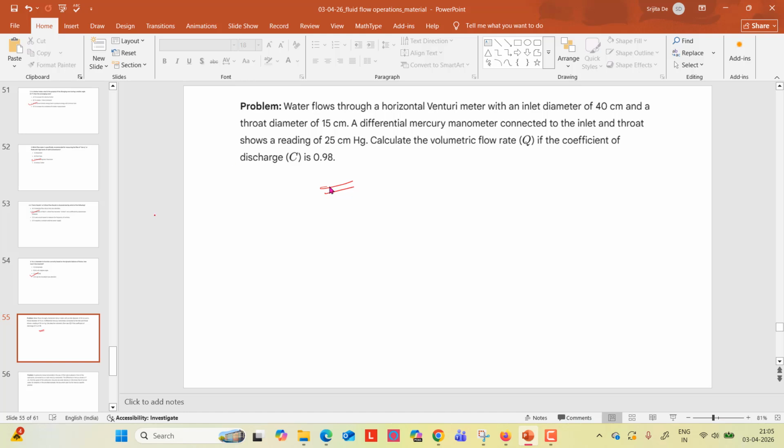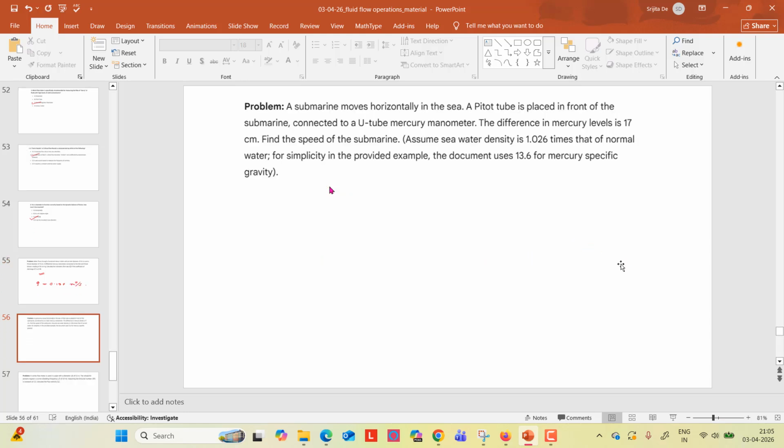I did this only 15 minutes back, where Q is coming as approximately 0.137 meter cube per second. Go and check it. Next, a submarine.